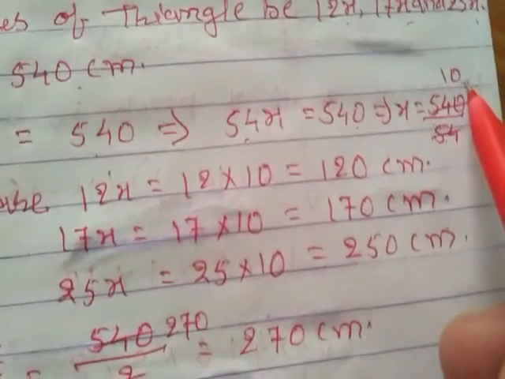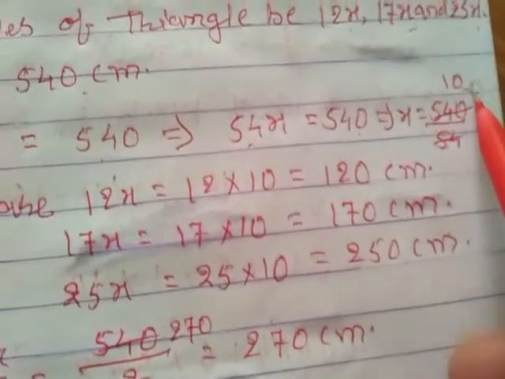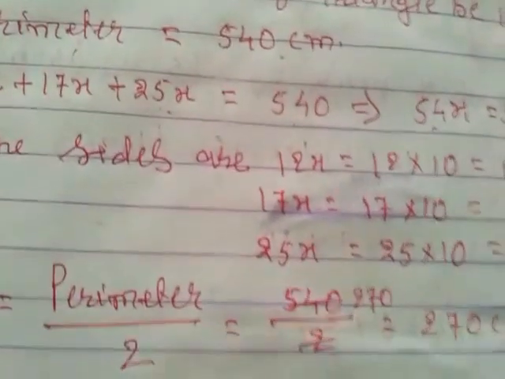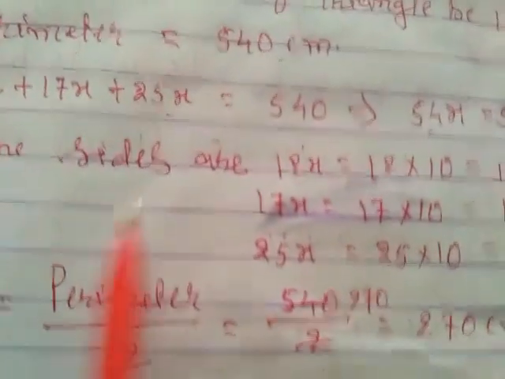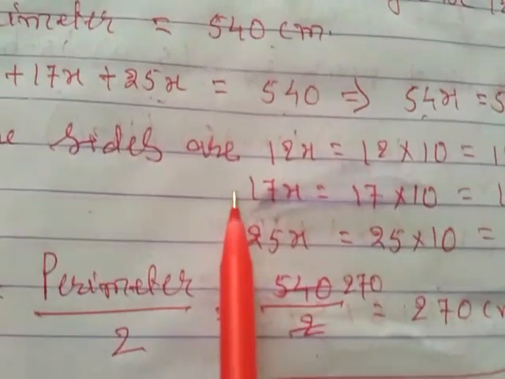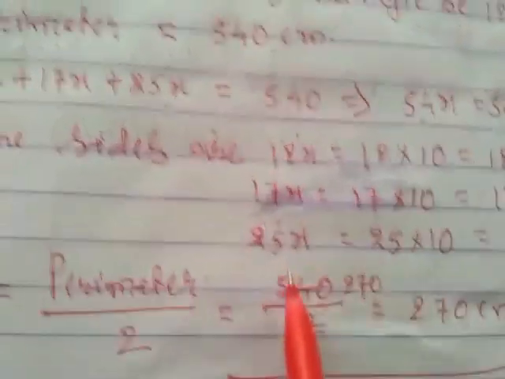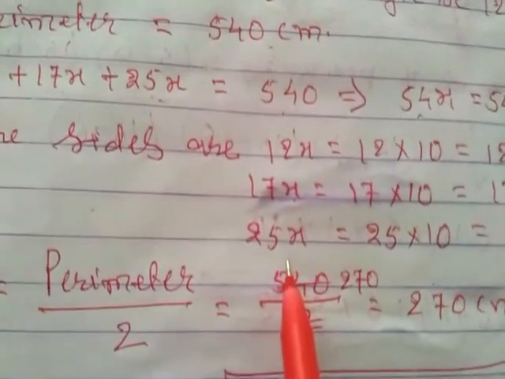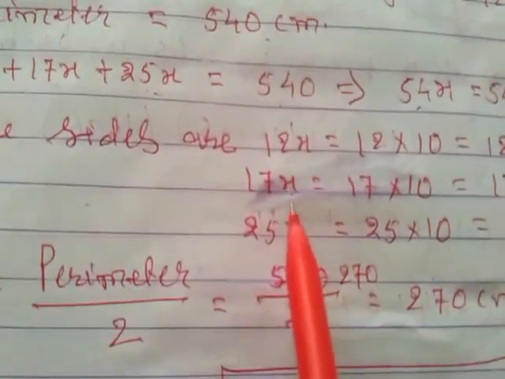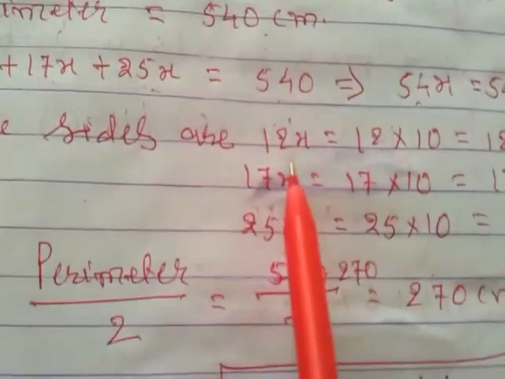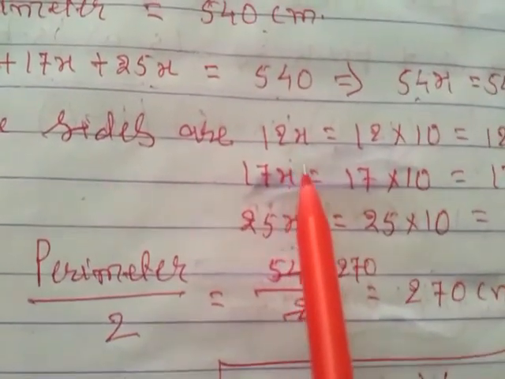Now we got the three sides of the triangle and we were given the perimeter of the triangle. So now we have to find the value of S. S is equal to perimeter by 2, and the perimeter was 540 by 2. On solving it, we have got 270 as the semi-perimeter of the triangle.